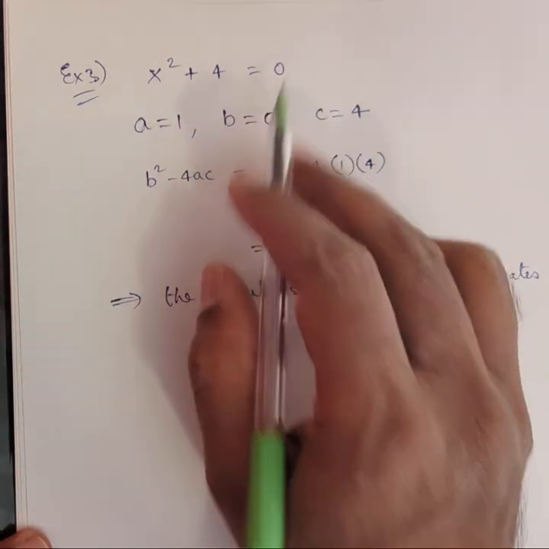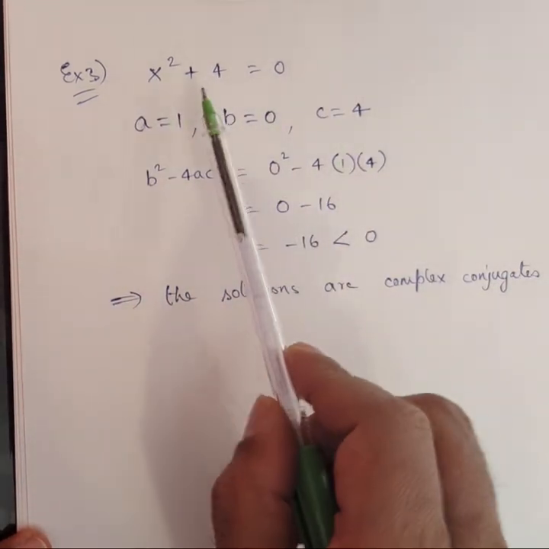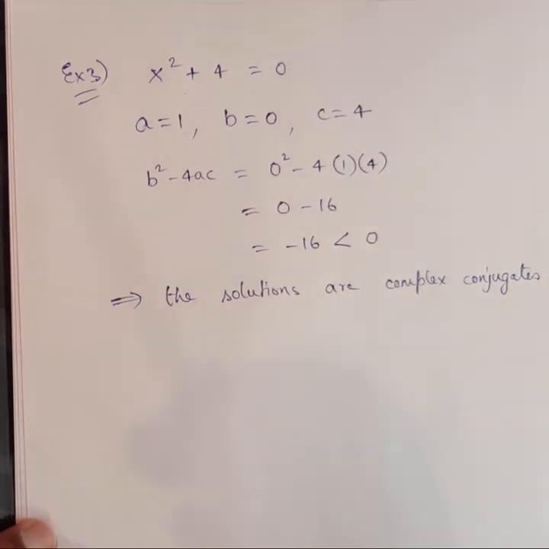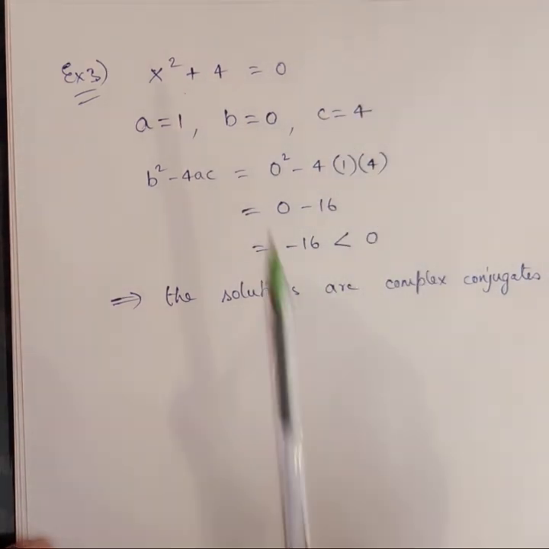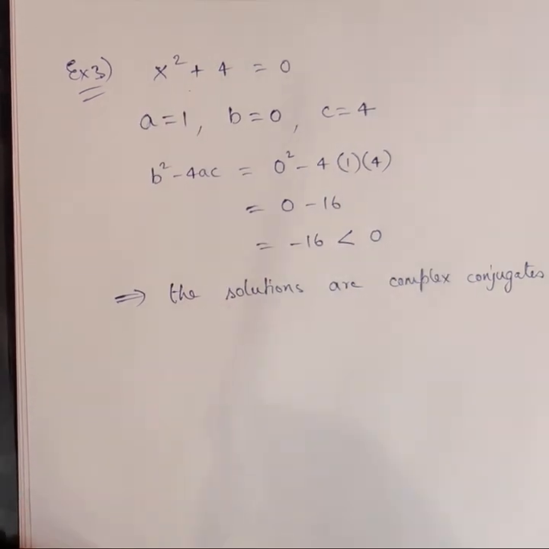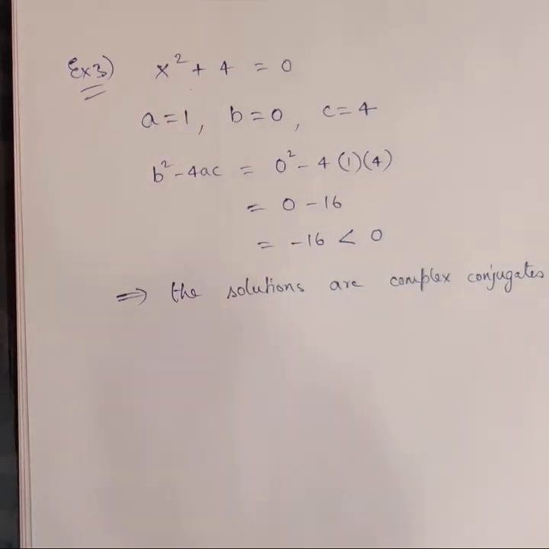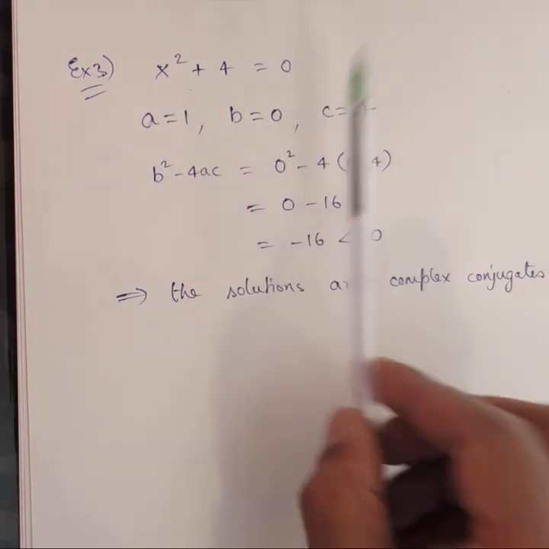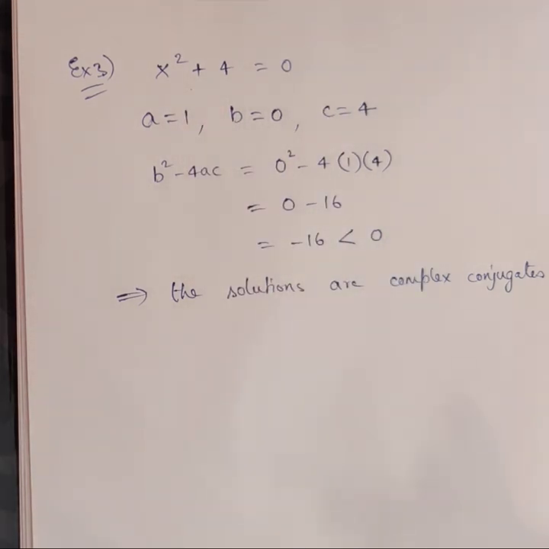In fact, how would you solve this? If you were to solve, you subtract 4 from both sides and then you use the square root method, which is x would be plus or minus square root of negative 4. When you subtract, you would have negative 4 on the other side. And what is square root of negative 4? It's 2i. So your solutions are plus or minus 2i. And notice, they're complex conjugates. And I think these three examples are good for this particular video.